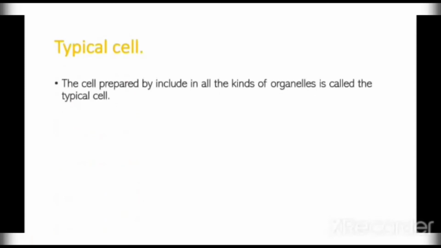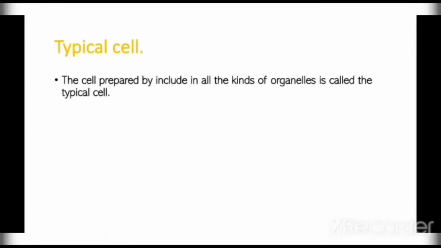Okay, let's move to study the typical cell. The cell prepared by including all the kinds of organelles is called the typical cell. What is meant by organelles? Organelles means the cell has different structures to perform different functions, which are called organelles. It means we simply take organelles as the parts in a cell. So the cell prepared by including all the kinds of organelles is called the typical cell.